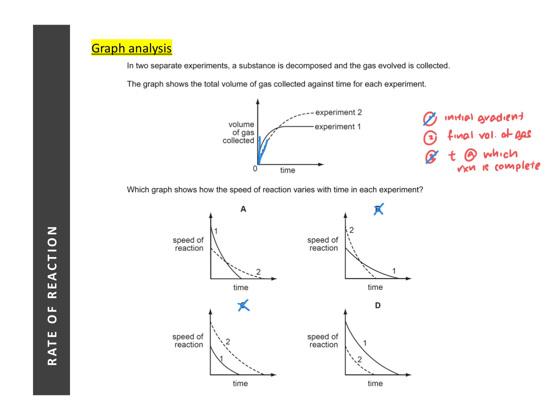We'll look at point number 3, the time at which the reaction is complete. Once again, how do we know the time at which the reaction is complete? It is to find the time at which the gradient reaches 0. So in this case, we can see that experiment 1 is complete before experiment 2, meaning the rate would go down to 0 at an earlier time as compared to experiment 2. So that means that the correct answer here must be A.